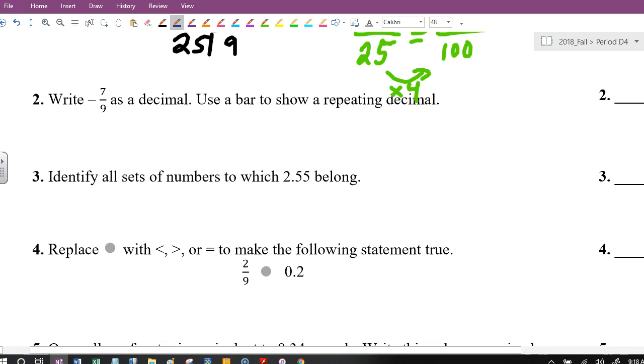How do you write this as a decimal? I got 0.7 with the bar on top. But you forgot something. Look at the question again. What is it? Negative. Good. So don't forget the negative, and don't forget the bar on top. Now, what if you put the bar over the whole thing? No, it's only the 7 that's repeating.